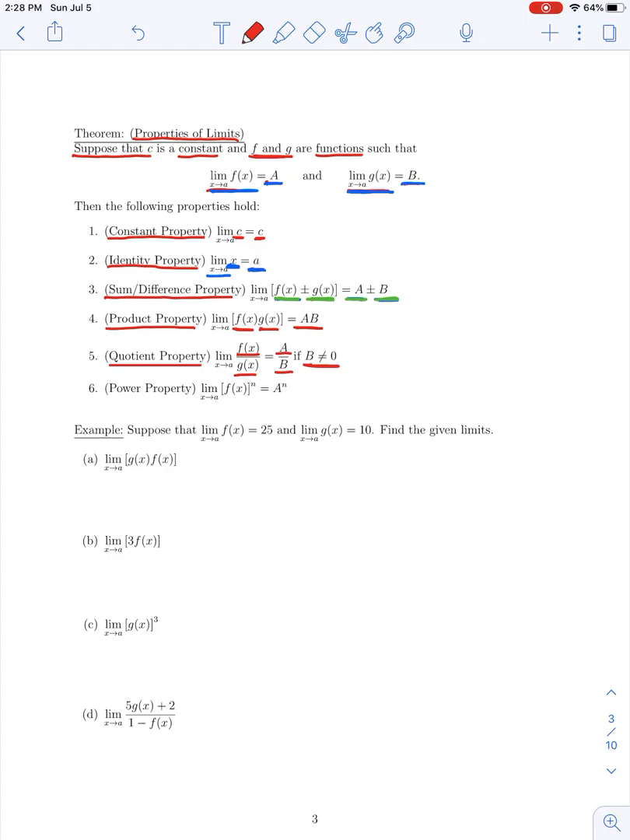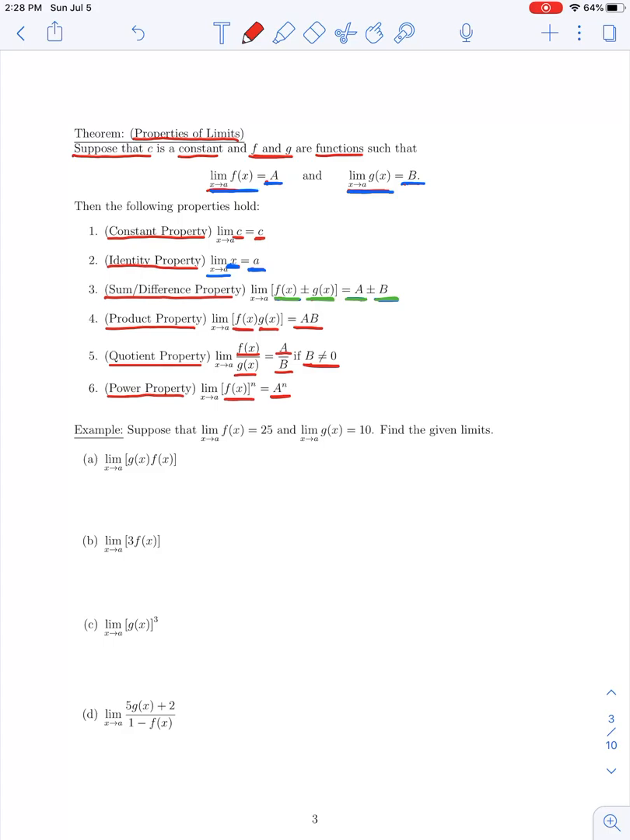And the last property, property 6, is called the power property, which says that the limit as x approaches a of f of x raised to some power n is equal to capital A to the nth power. So that is, the limit of a function being raised to a power is the same as first taking the limit of the function, so we get capital A, and then raising it to the nth power.